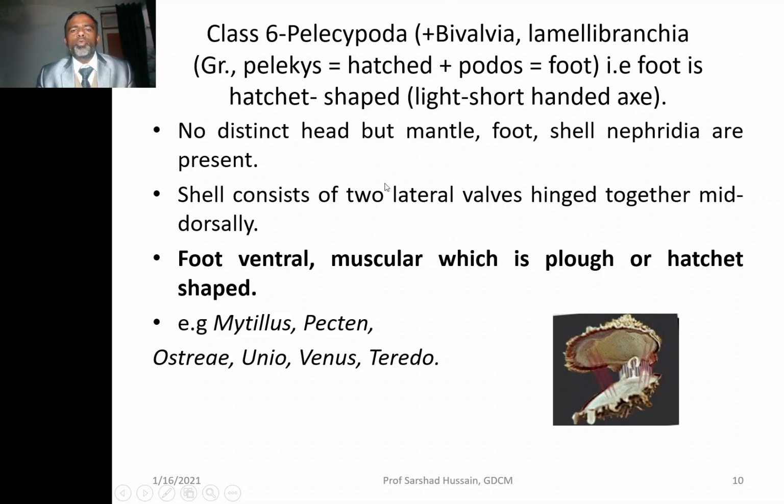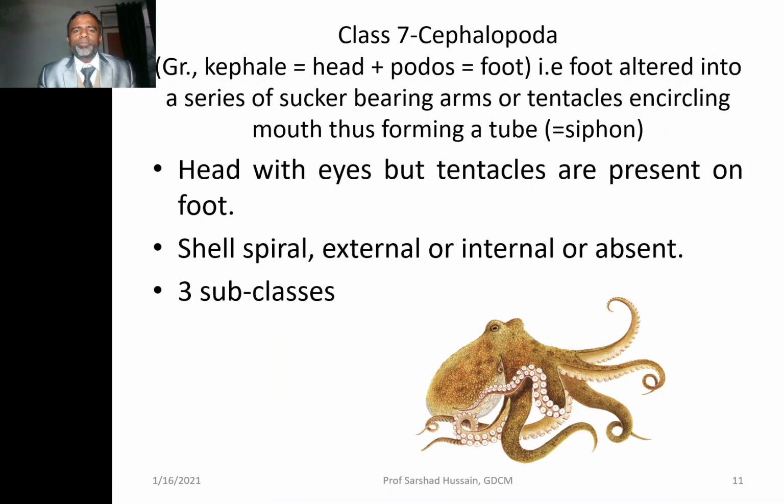It has two lateral valves hinged together mid-dorsally. You can see this is one lateral valve, this is the other lateral valve, and they are joined with the help of the hinge, as your doors are joined with a hinge. The foot is ventral, muscular, and hatchet shaped, so its name is Pelecypoda. Examples are Mytilus, Pecten, Ostrea, Unio, Venus, Teredo.